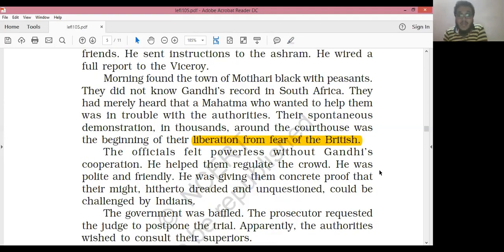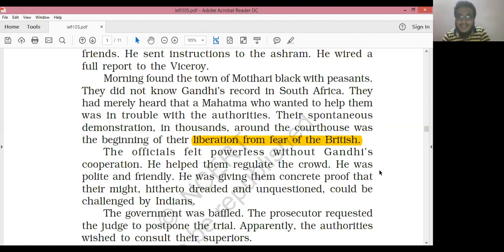The officials felt powerless. See, when a thousand people are there against a few, what will happen? The mass is never going to be punished; the mass will give the punishment to others. So the same situation Gandhi has created. The officials felt powerless without Gandhi's cooperation. Now they need Gandhi's cooperation. Gandhi will be helping them; they will not keep troubling Gandhi. They cannot throw Gandhi out from that place.